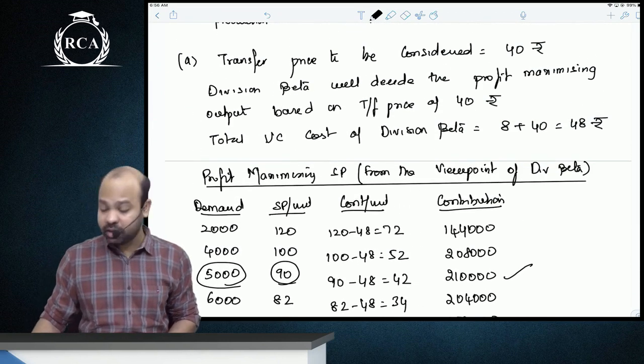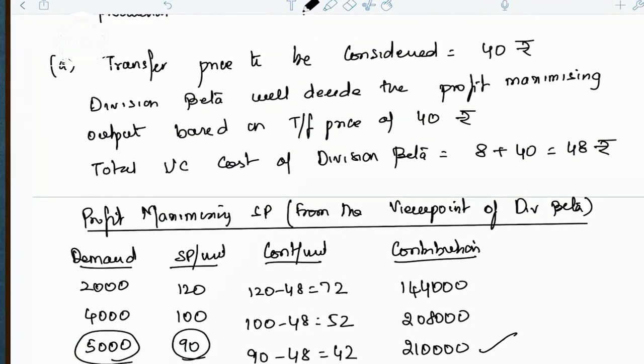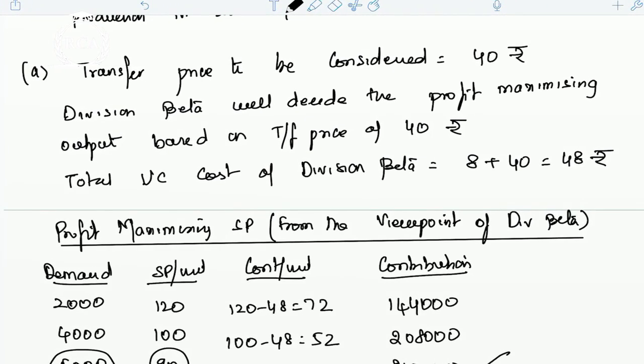Understood, beta? After this we will do the profitability statement. All of you copy this part, guys. This is just determining the profit maximizing selling price. I hope you've understood this, guys. If you are done with this part, beta, please go ahead as such, guys. Finish off the next part, beta.